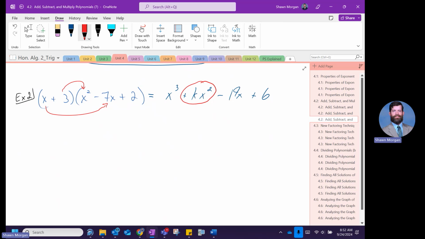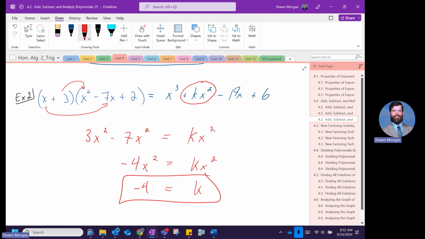This is an easy problem. Now, I don't have to sit there and do 1, 2, 3, 4, 5, 6 like we were talking about. I could just cherry pick which ones pertain to that term I'm trying to figure the coefficient of. So now I've got 3x squared minus 7x squared equals kx squared, and I could very easily say, well, what's 3 minus 7? Negative 4x squared, and therefore negative 4 must equal k.